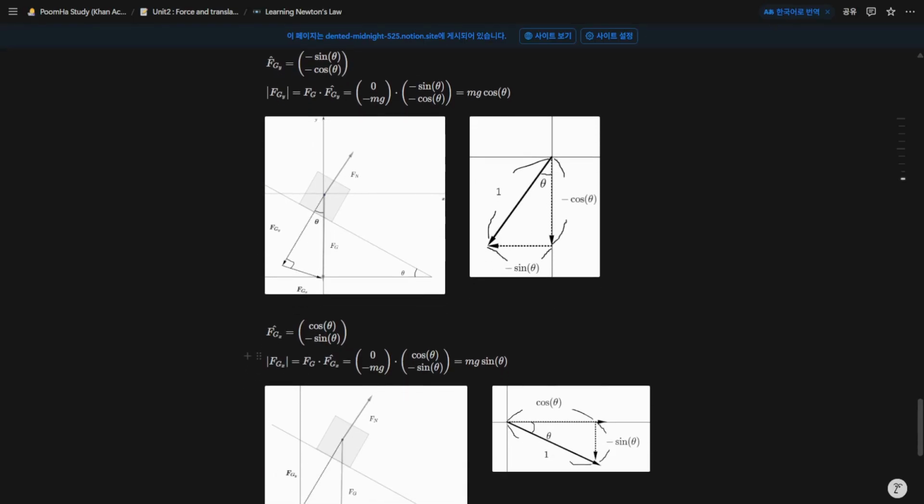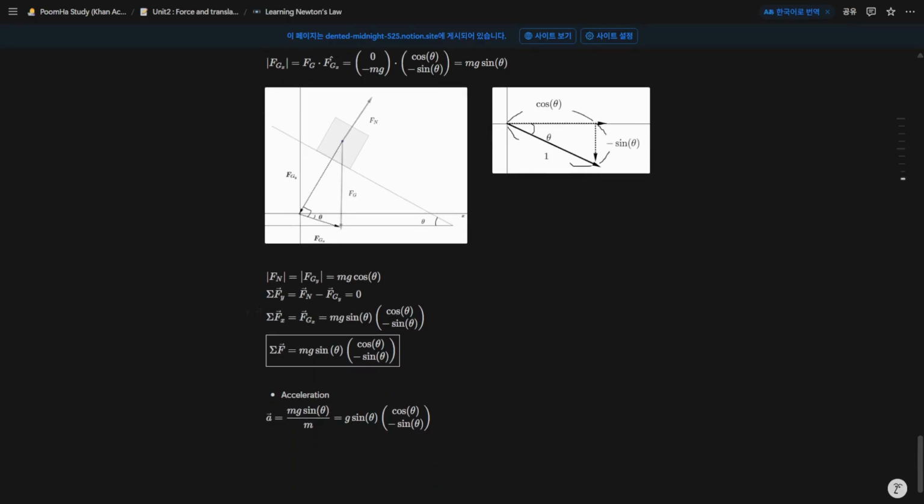It is the same process. Translate the Fgx vector to the origin. Fgx direction is cosine theta and minus sine theta. Fgx magnitude is mg sine theta.